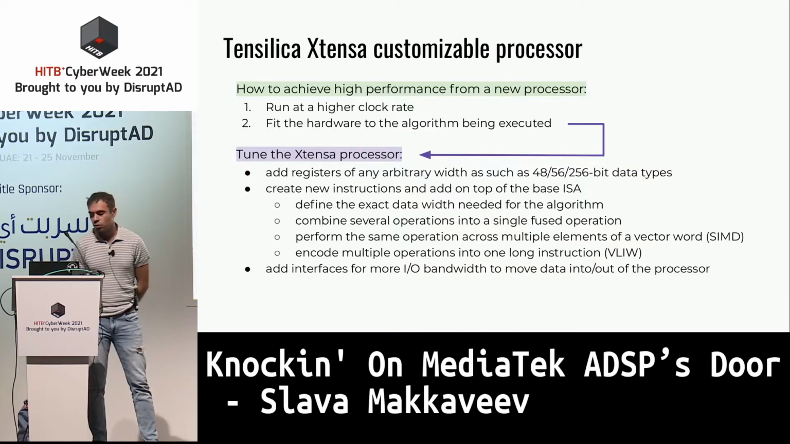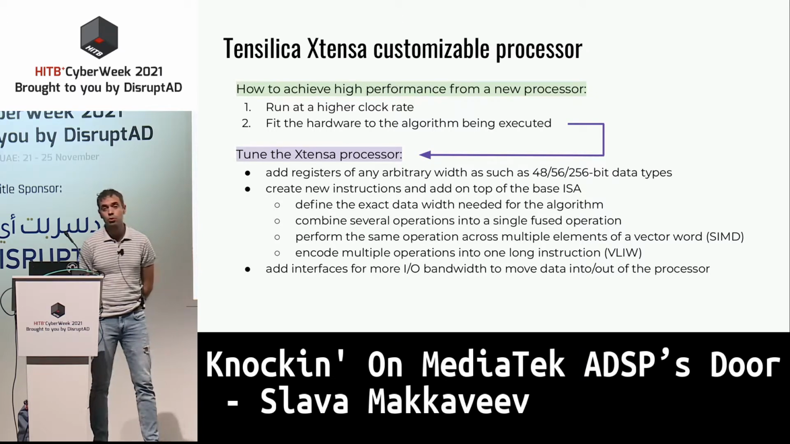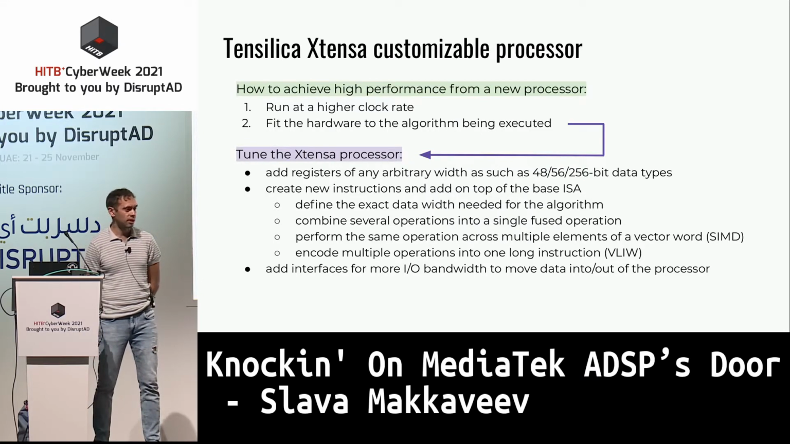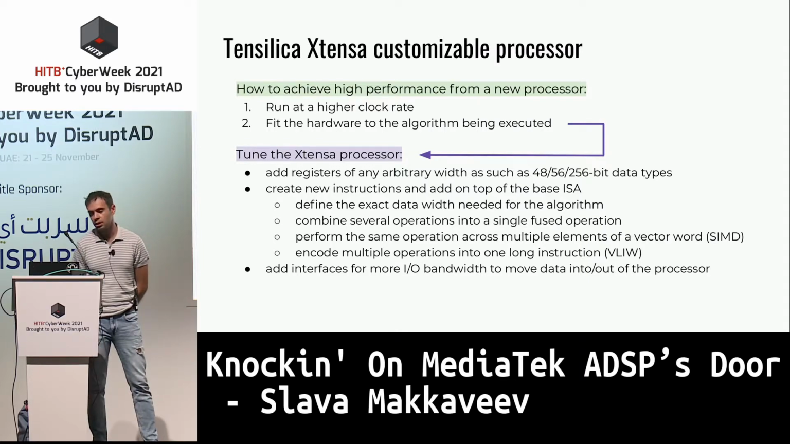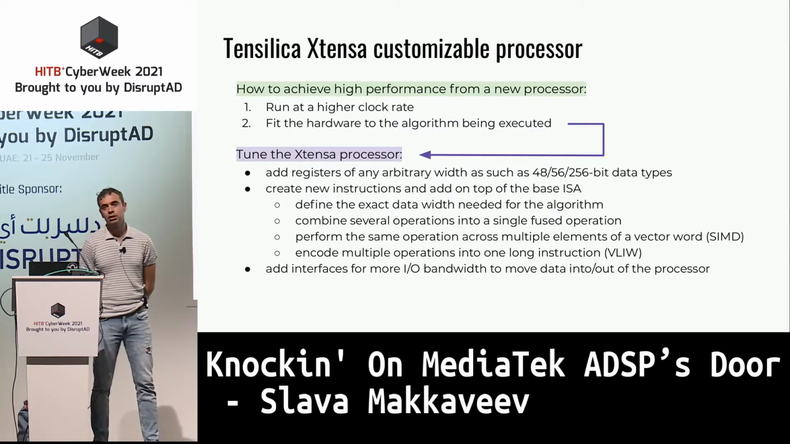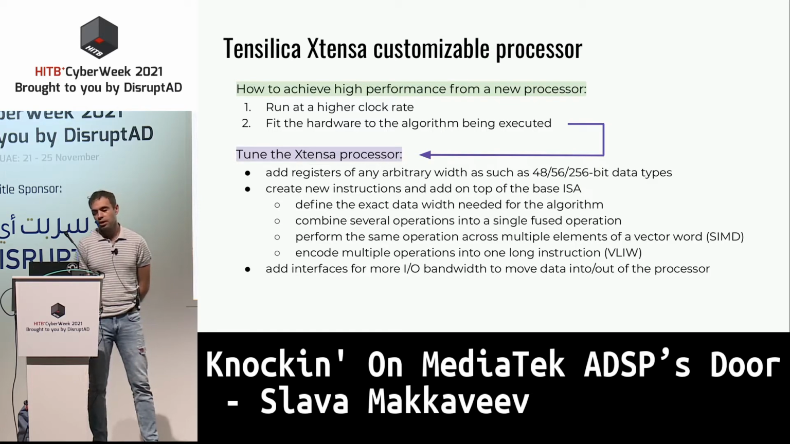Now let's talk about Tensilica Xtensa. Imagine you want to create your own highly specialized processor. How to make it super ultra fast? Okay. The general approach is to improve performance through a high clock rate. But there is another way, which is to adapt the hardware for the algorithms running on it. And MediaTek has chosen this second way.